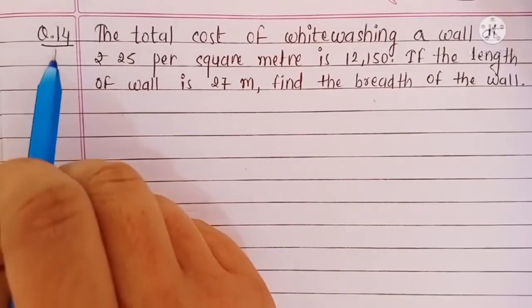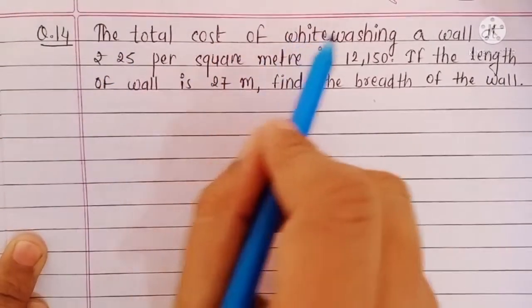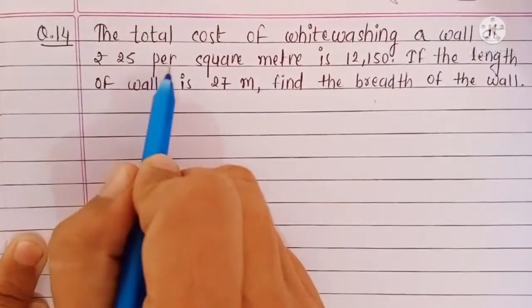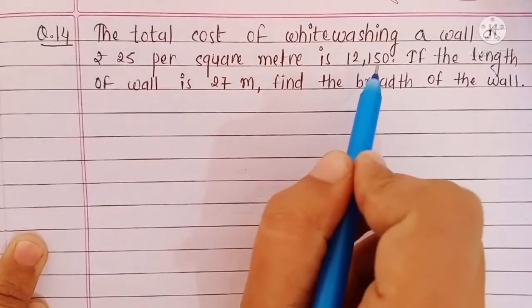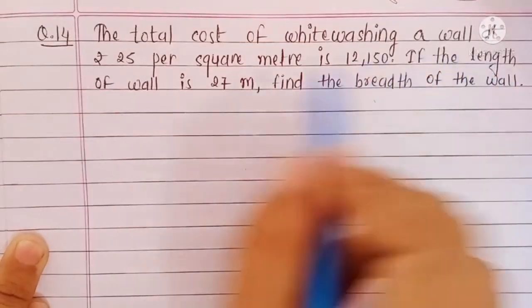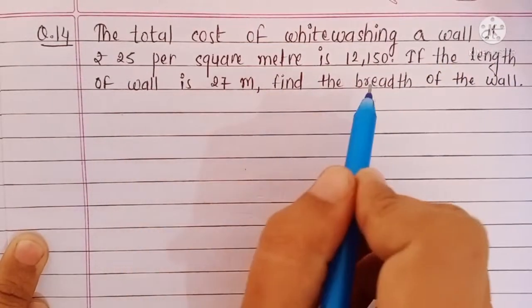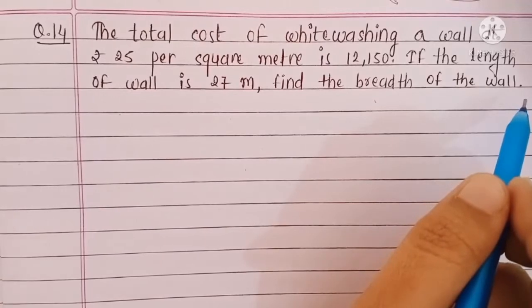Next, question number 14. The total cost of whitewashing a wall at ₹25 per square meter is 12,150. If the length of wall is 27 meter, find the breadth of the wall.